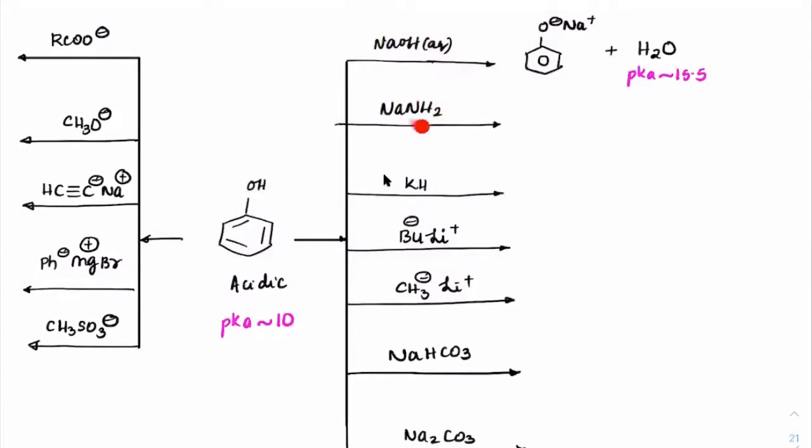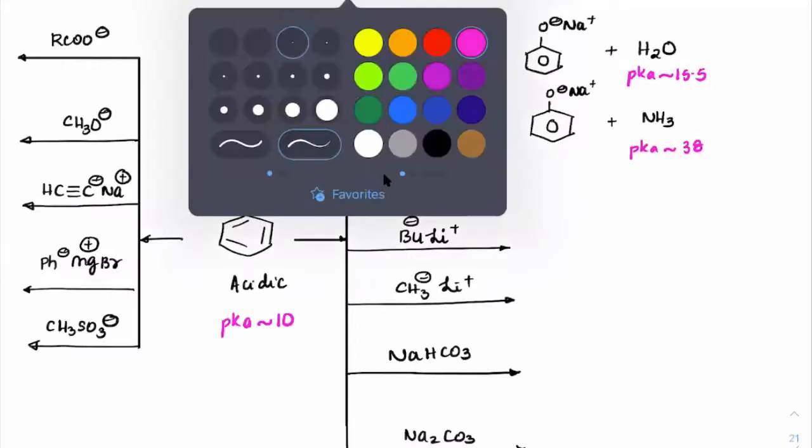NH2 minus is a base which will extract the proton from here, and we are expecting the phenoxide ion to form, O minus Na plus, and NH3. Same thing if you see the pK value of ammonia, it is around 38. So yes, this reaction will also favor the forward direction. First I'll write all the products, and then we'll see based upon the pK values whether the reaction is favorable in the forward direction or not.